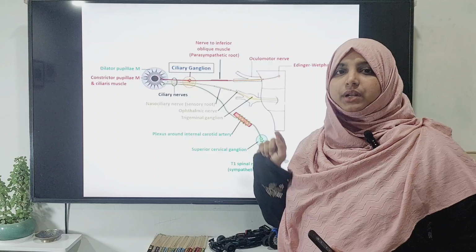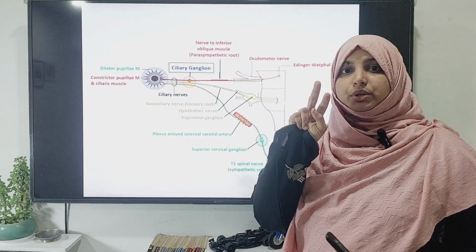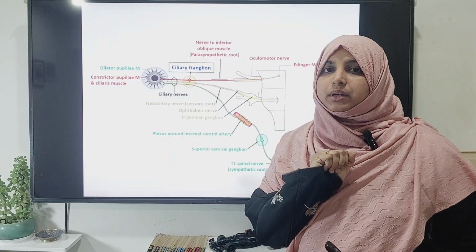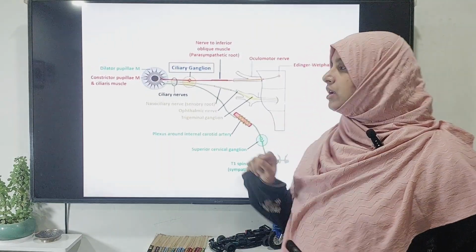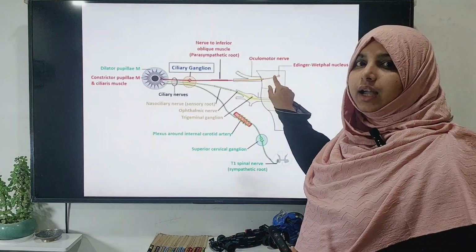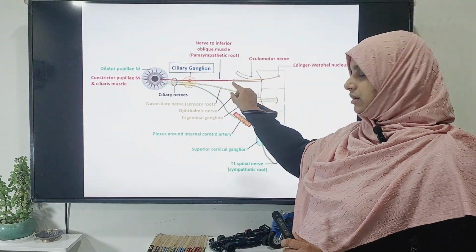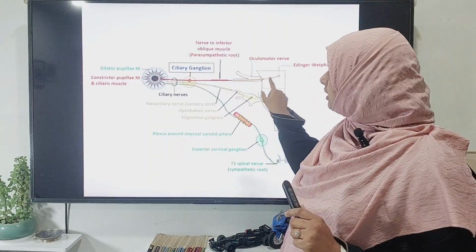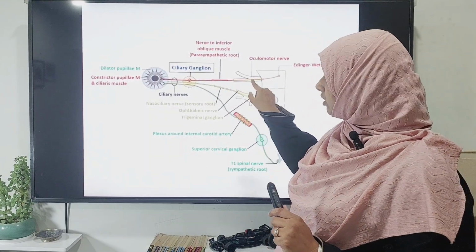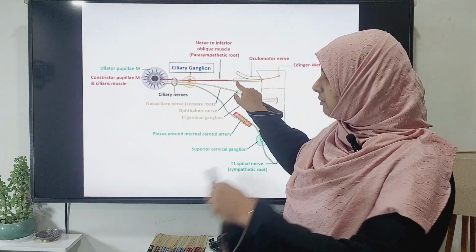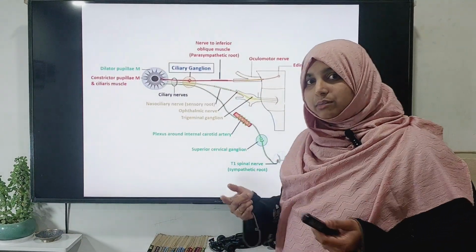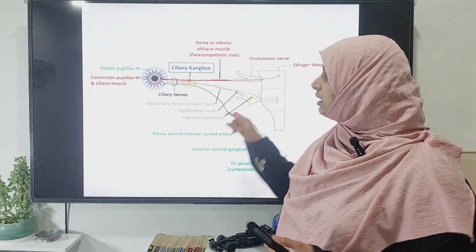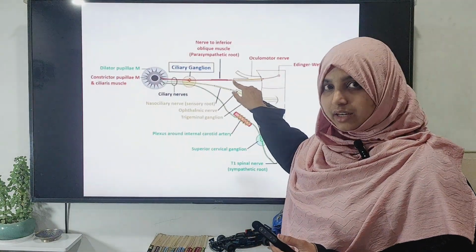If you remember from my previous lecture, we had two nuclei for the oculomotor nerve: the motor nucleus, and the other one is the Edinger-Westphal nucleus in the midbrain. So from there it is starting, and it is traveling through the oculomotor nerve itself. It doesn't have a separate bus. The vehicle it is taking is this oculomotor nerve. In this bus it is coming, and which part of that bus? We know the oculomotor nerve has a superior division and an inferior division. You remember? So this is taking the inferior division.